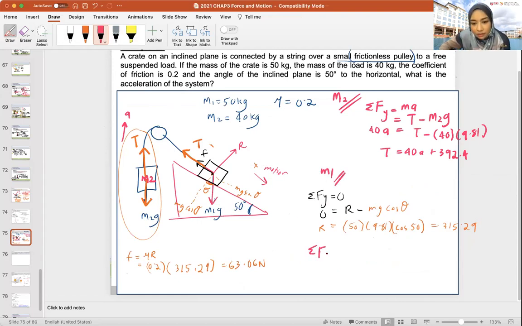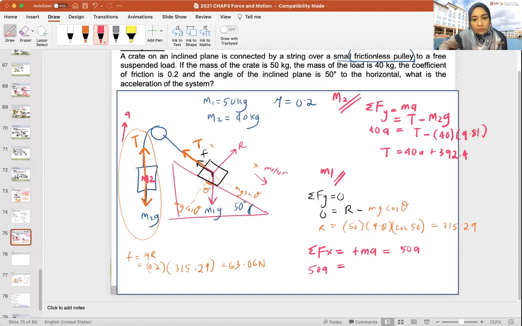Net Fx is equal to, we know it's moving to the right. This was our assumption. We said moving to the right is positive, right? So ma, positive. Which m should I use? M1, because I'm talking about M1. Don't put M2 here. So M1 is equal to 50. We don't know what our acceleration is. Our condition is 50a. What is in our free body diagram?